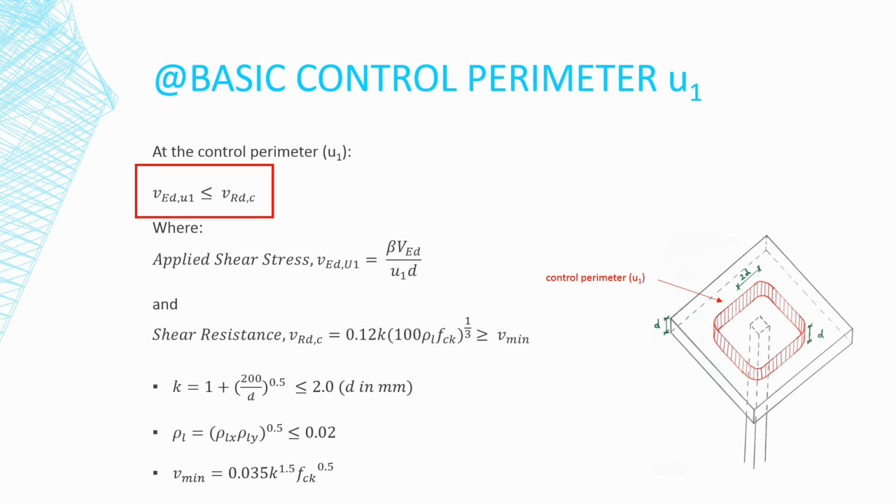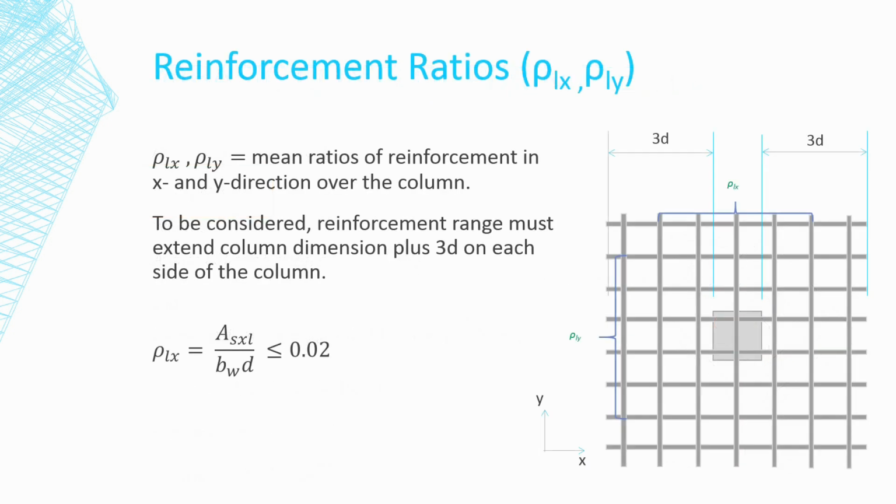VRDC is calculated from the formula shown here. The important thing to note about this formula is that it depends not only on the strength of the concrete, FCK, but also on rho L, which is the ratio of the amount of tension reinforcement in the orthogonal layers at the top of the slab over the column. Rho Lx and rho Ly are the mean ratios of reinforcement in the x and y direction over the column in the flat slab. To be considered, the reinforcement used to calculate AS must extend at least a column dimension plus 3D on either side of the column.